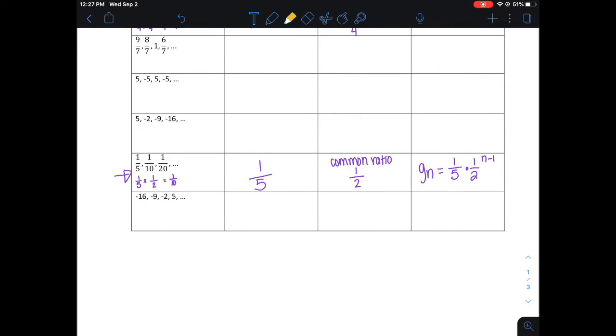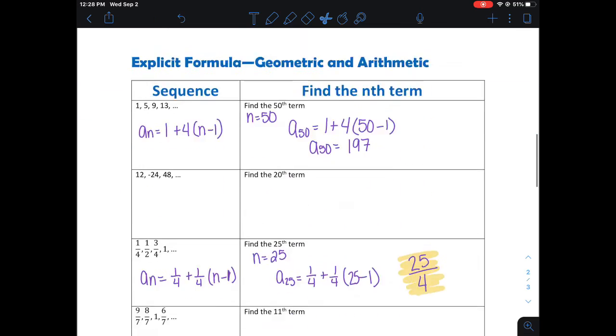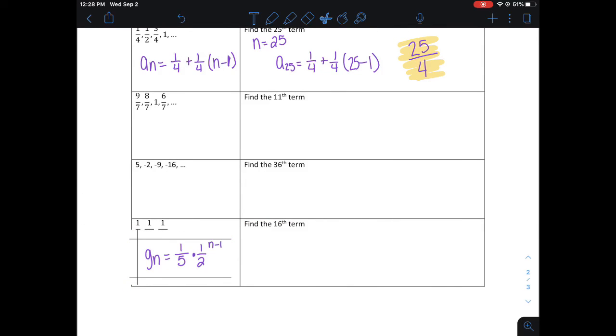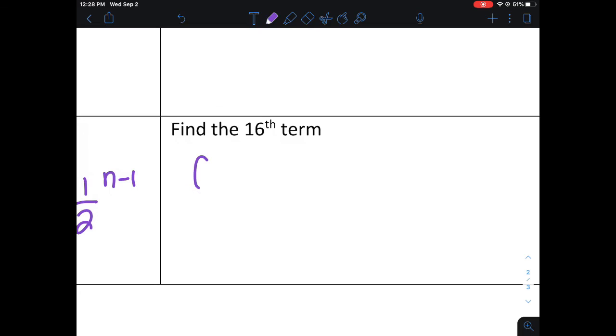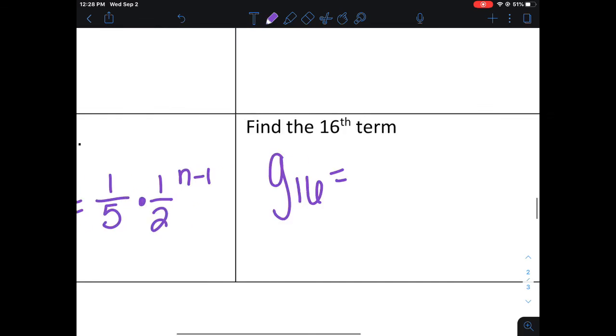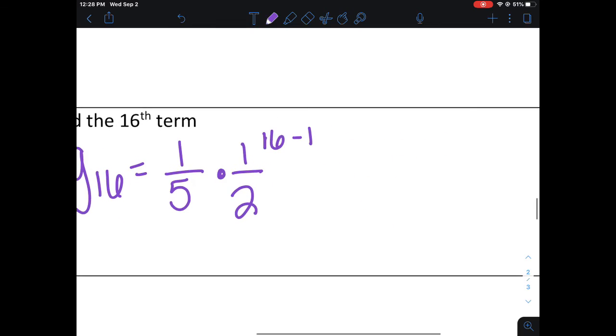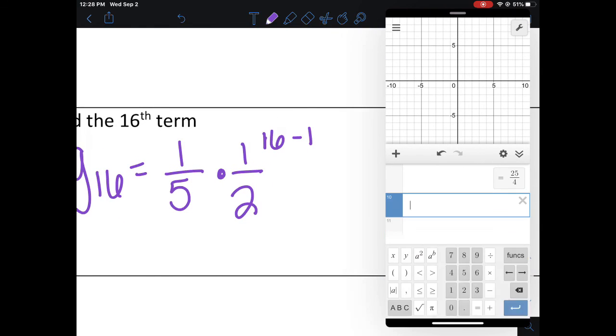And then our last one will be this last one that we did up here. We'll copy our explicit formula. We will paste it down here and find the 16th term. G sub 16 equals 1/5 times 1/2 to the 16 minus 1 power. Definitely using my calculator for this one.